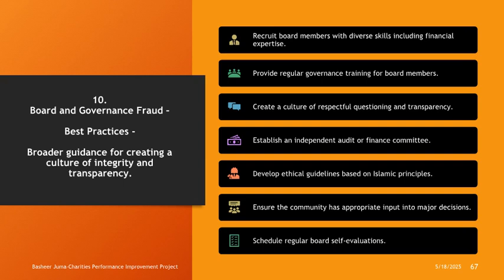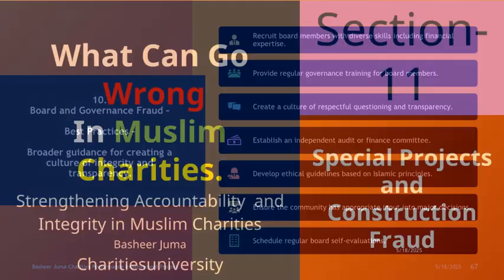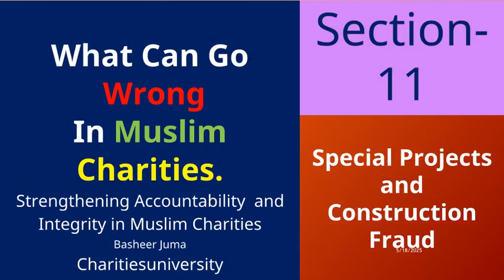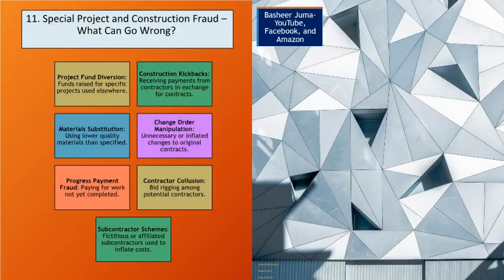Schedule regular board self-evaluations. Section 11: Special Projects and Construction Fraud. What can go wrong? Project fund diversion. Funds raised for specific projects used elsewhere. Construction kickbacks. Receiving payments from contractors in exchange for contracts.